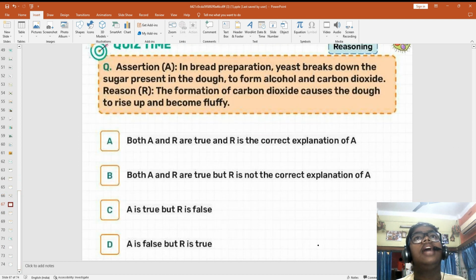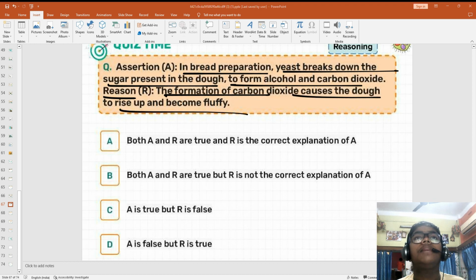Okay. Now, assertion and reason: in bread preparation, yeast breaks down the sugar present in the dough to form alcohol and carbon dioxide. Reason: the formation of carbon dioxide makes the dough rise up and fluffy.